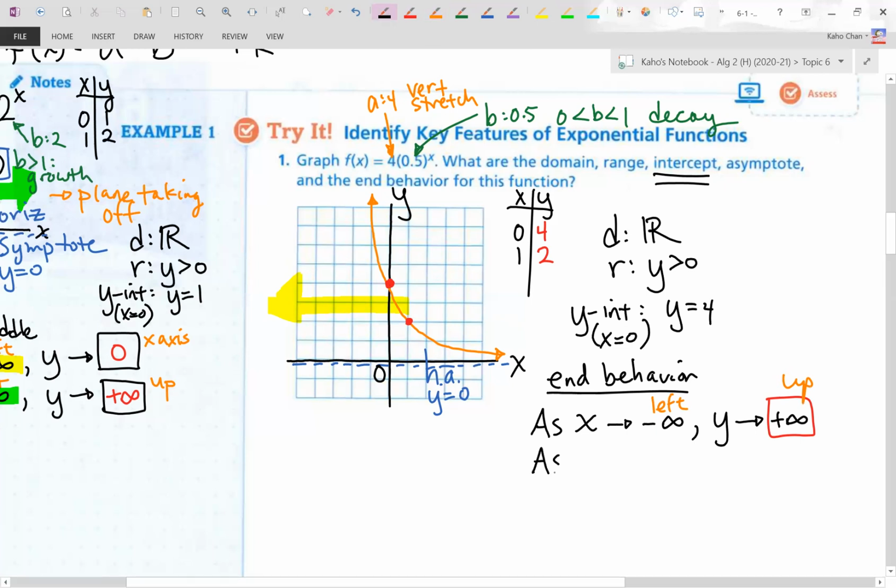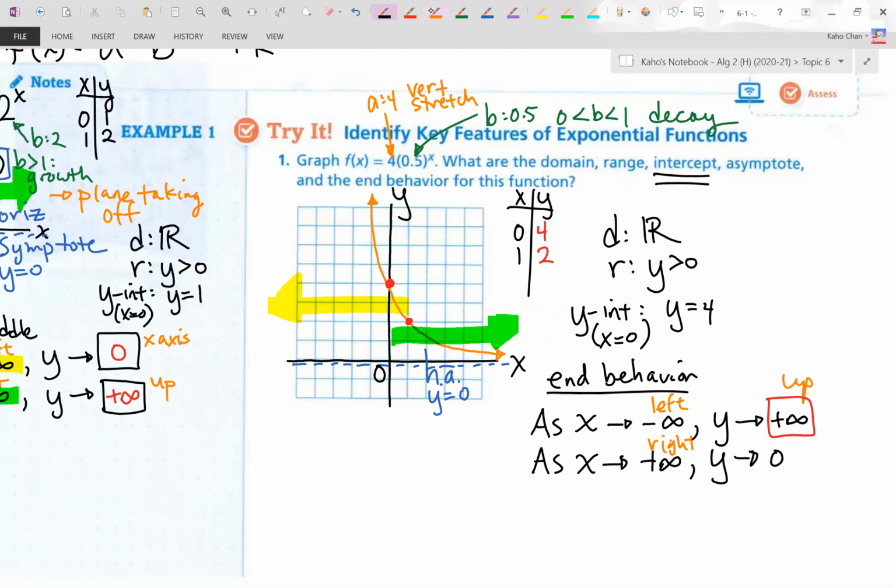As x goes to the right, my value is dropping and it's approaching 0. Okay, that's a calculus concept again. It's approaching the x-axis. All right, that takes care of number 1.